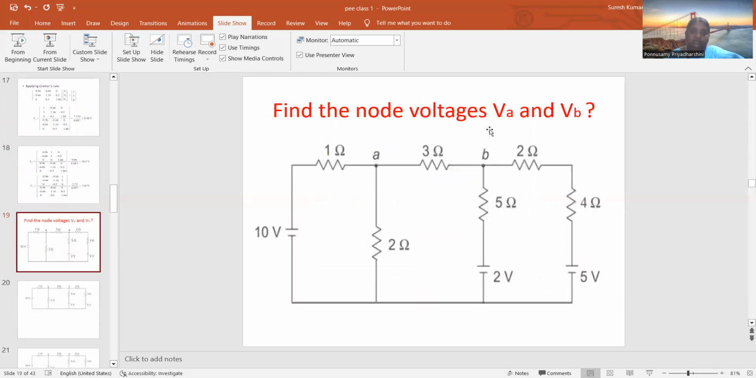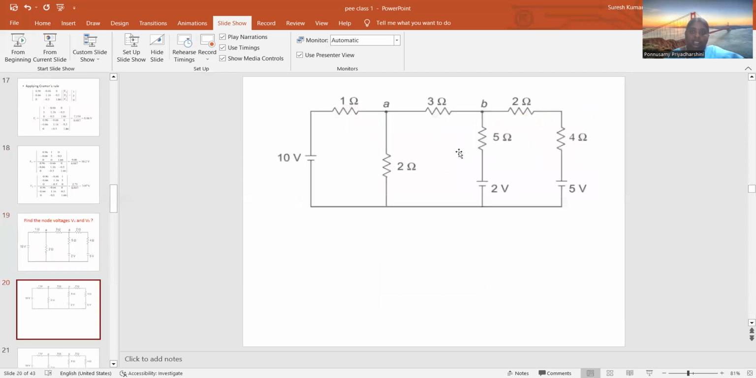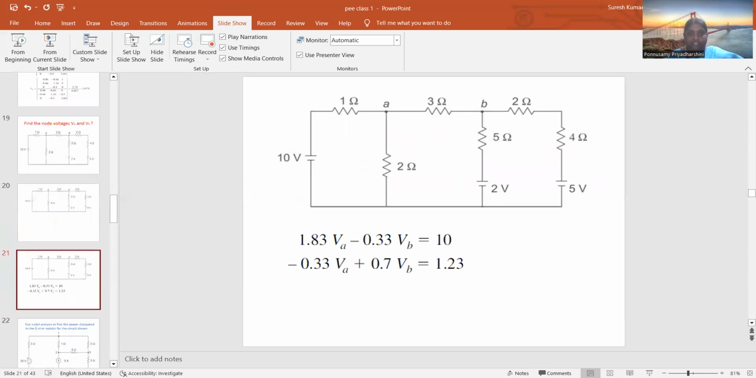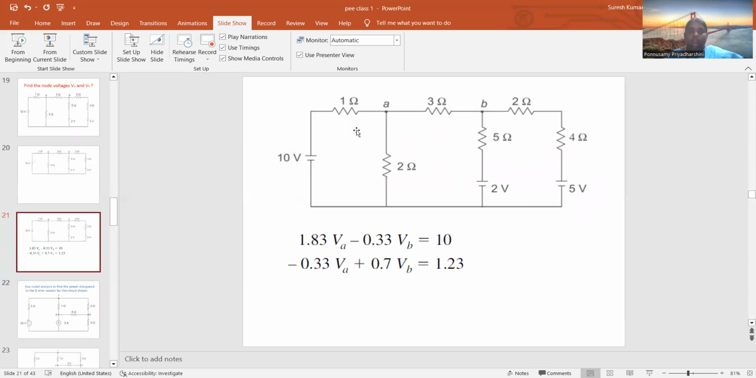So here the question is to find the nodal voltages at A and B. Similarly, we have to solve for VA and VB. Here the 2 volt and 5 volt sources are connected, so accordingly we have to write the equations. So what are the equations? At node A, 3 resistors are connected. If I solve it according to KCL, my equation is this. And similarly at node B, applying the KCL rule, the equation is this. Whenever we solve both, we will get VA and VB.